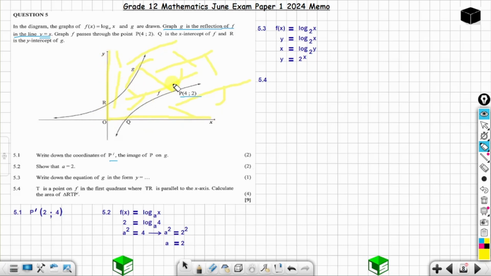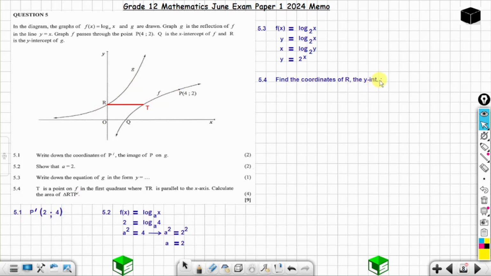Okay, let me erase. So we have t in the first quadrant on the graph of f, and tr is parallel to the x-axis. So you have this. This is tr. The question says calculate the area of triangle RTP dash. Let's find the coordinate of R first, and then we are going to find the coordinate of T.